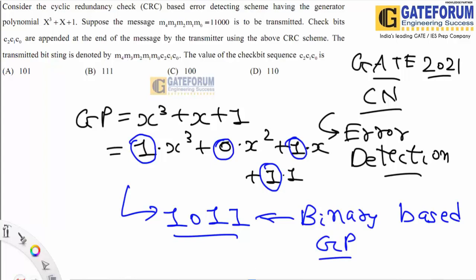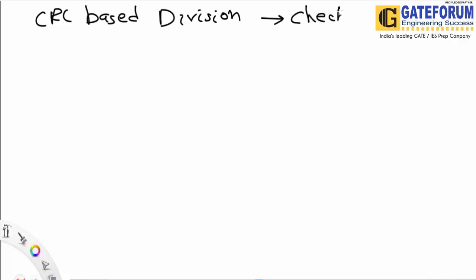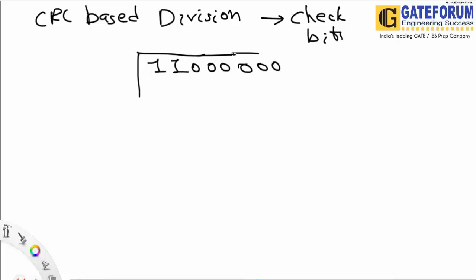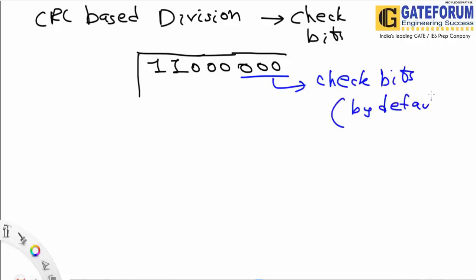So basically here we need to do a CRC based division to calculate the check bits. How will we do it? Let's try to identify. The message is basically 11000, and these three are the check bits, which we give by default as 0 initially.